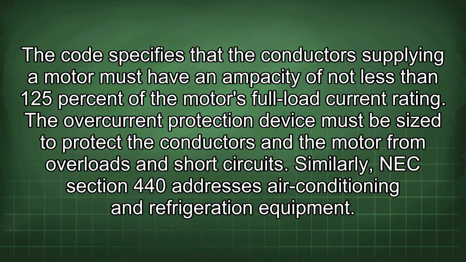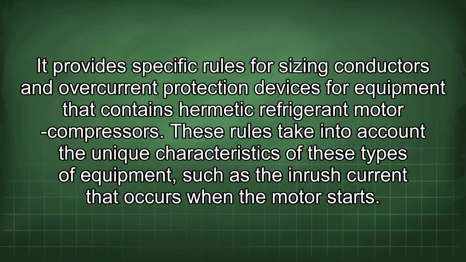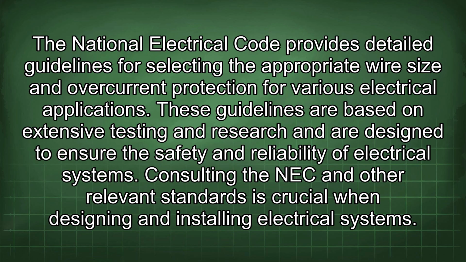Similarly, NEC Section 440 addresses air conditioning and refrigeration equipment. It provides specific rules for sizing conductors and overcurrent protection devices for equipment that contains hermetic refrigerant motor compressors. These rules take into account the unique characteristics of these types of equipment, such as the inrush current that occurs when the motor starts. The National Electrical Code provides detailed guidelines for selecting the appropriate wire size and overcurrent protection for various electrical applications. These guidelines are based on extensive testing and research and are designed to ensure the safety and reliability of electrical systems.